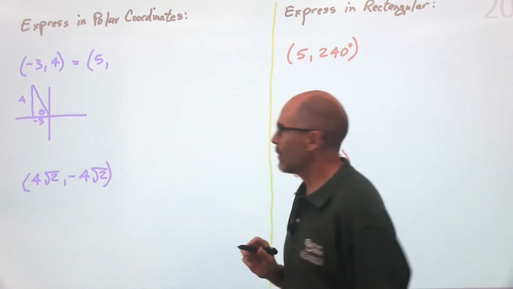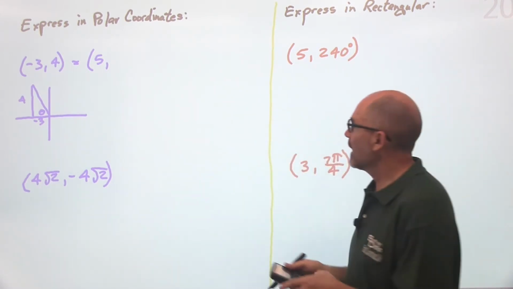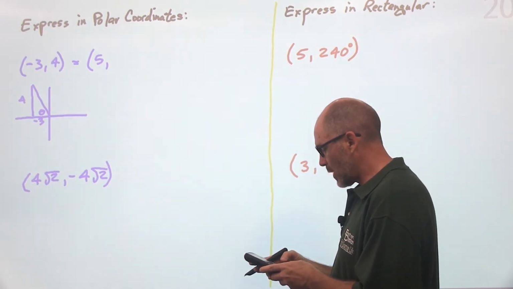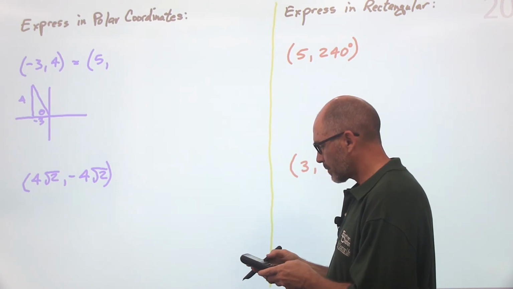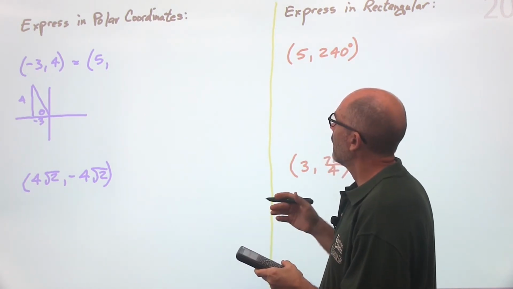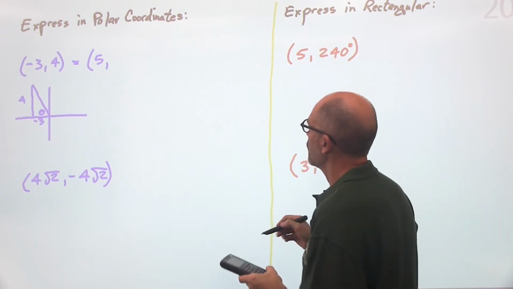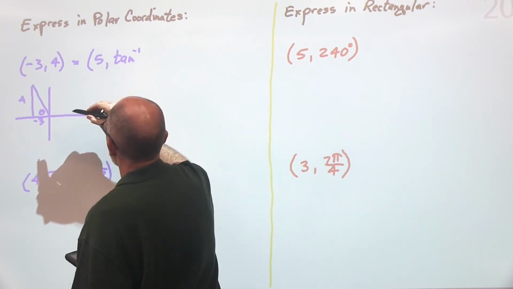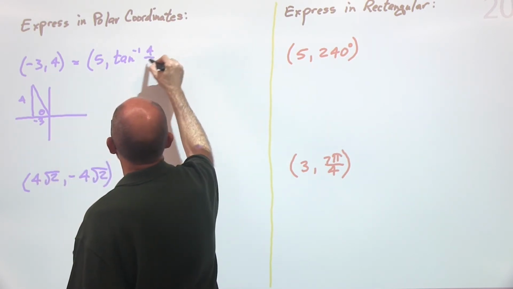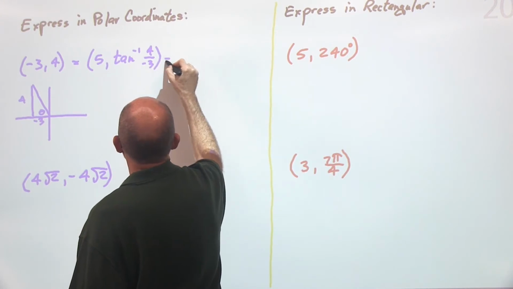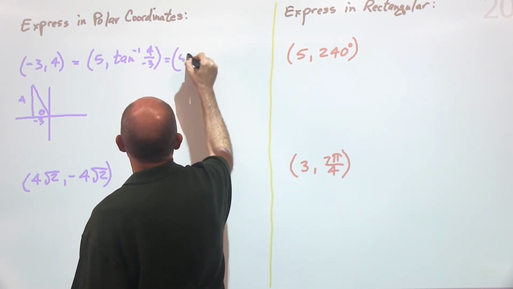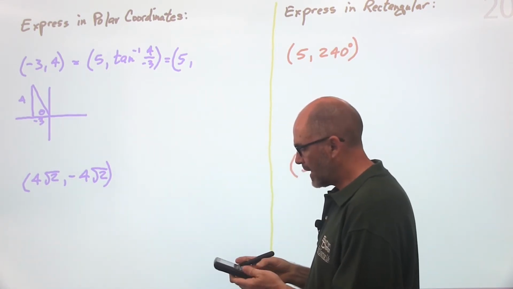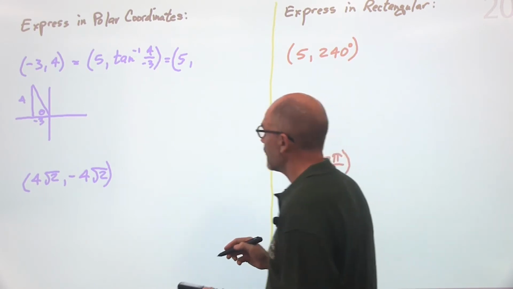Now, we go to the calculator, and now we want it in degrees, so we go to mode, and we change radians to degrees, and then we go inverse tangent of 4 over negative 3. Now, your calculator is going to give you negative 53.13 degrees.